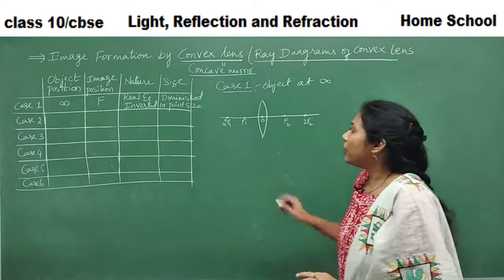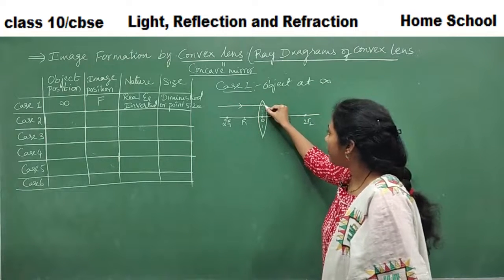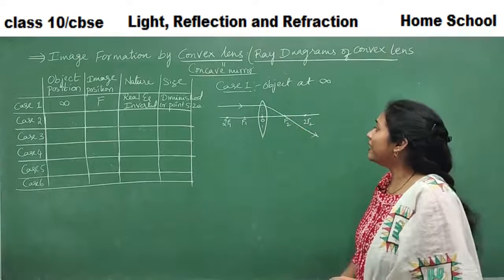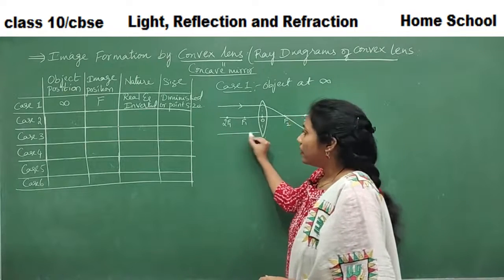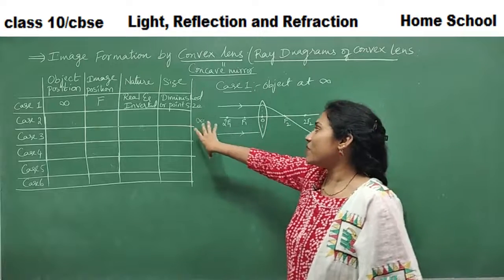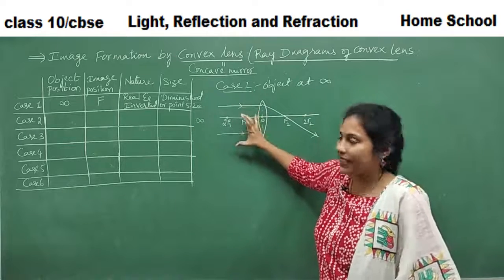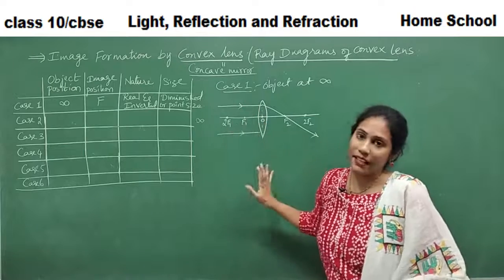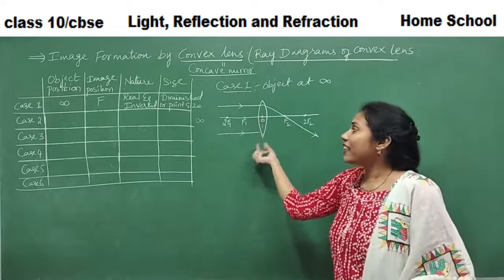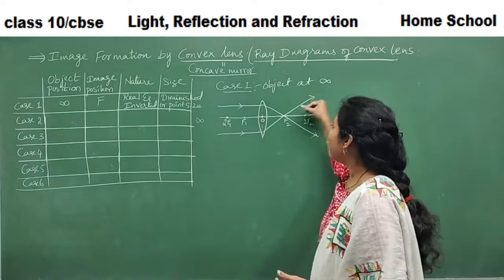Any 2 of the rules you can use here. So let me use the first rule: if the incident ray is parallel to the principal axis, the refracted ray will pass through the principal focus. Let me consider another incident ray which is parallel to the principal axis, because the object is kept at infinity. When the object is very far away, whatever rays come out from that object, the incident rays, are almost parallel to the principal axis. So another incident ray I considered is parallel to the principal axis. Even this ray will pass through the focus.